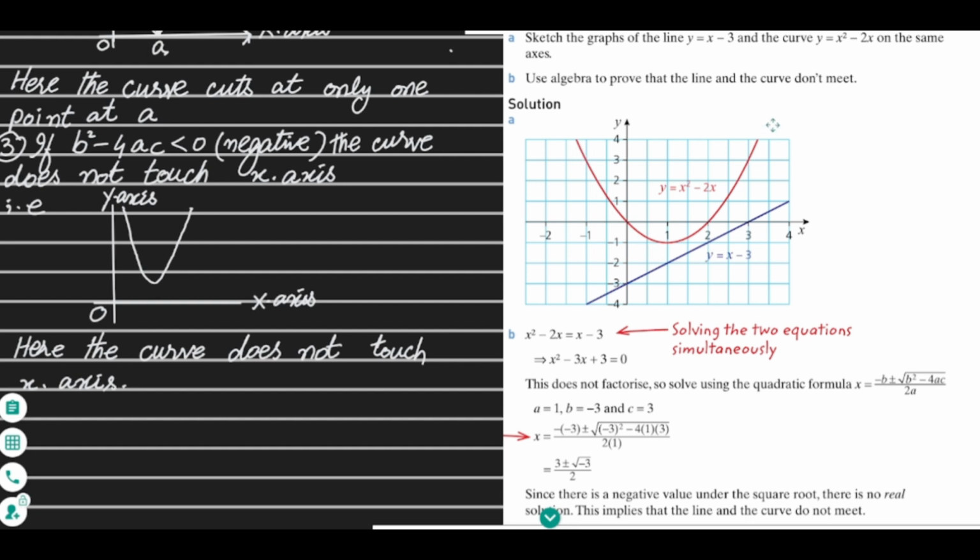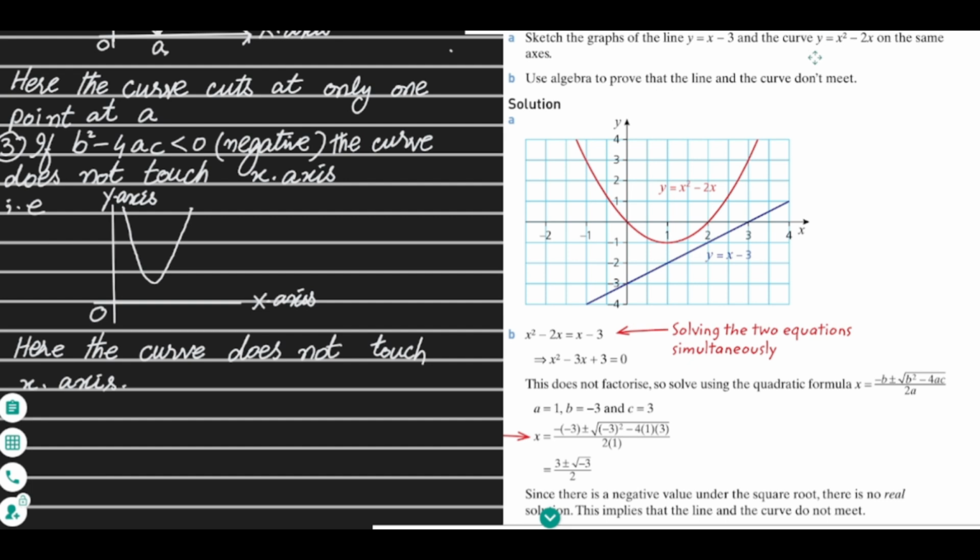For this, we will use the quadratic formula and check if the value in the square root is negative. As we are looking here, then they will not touch each other. We have to show this.